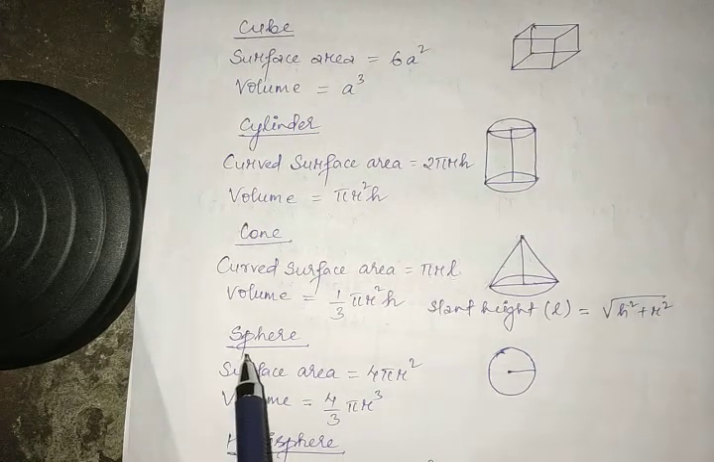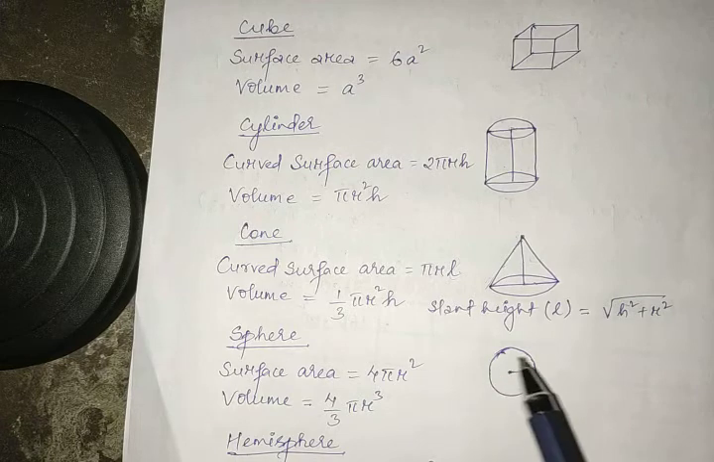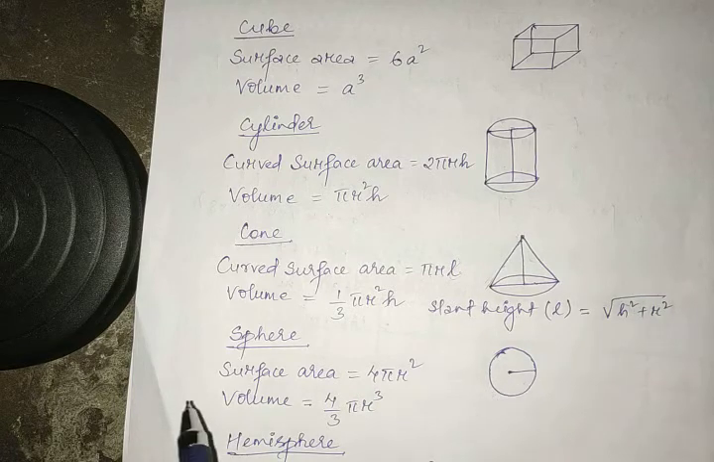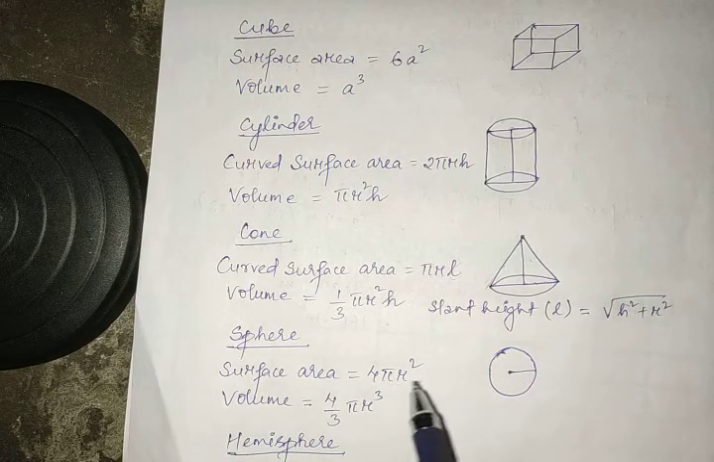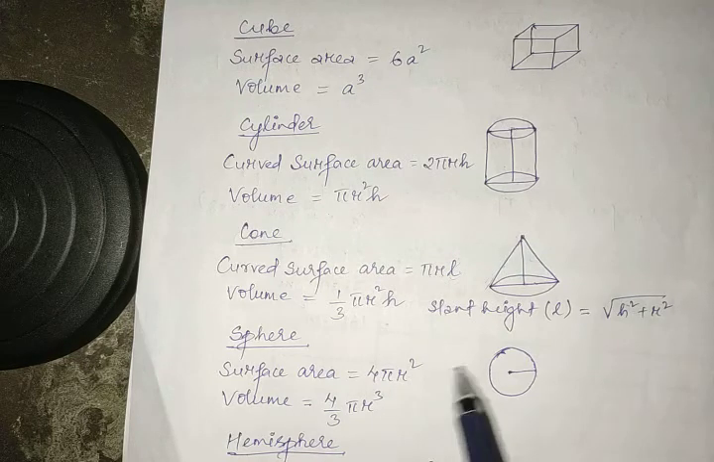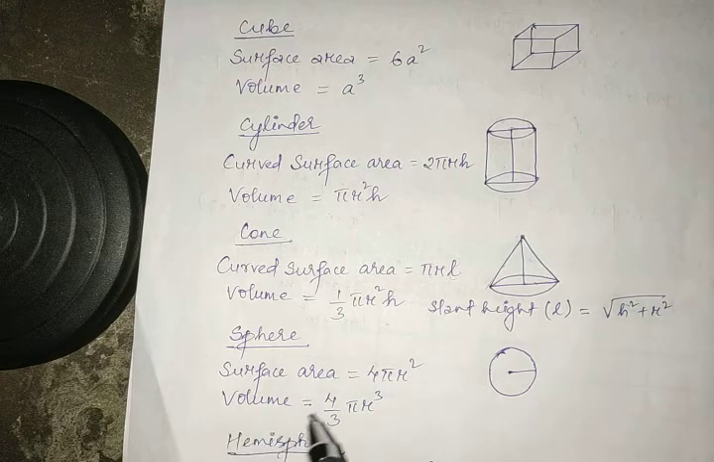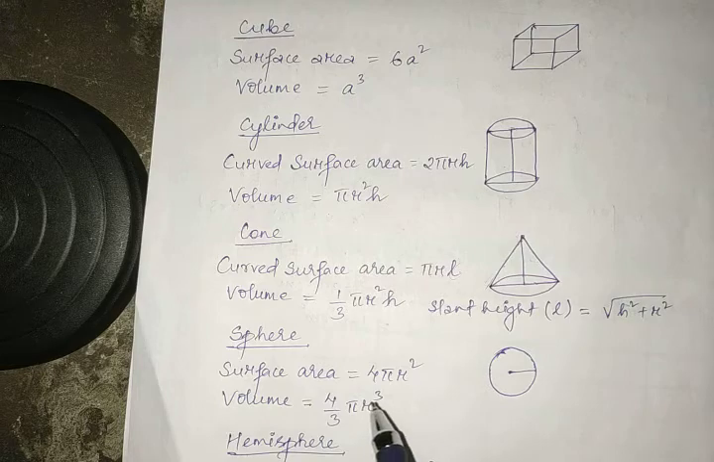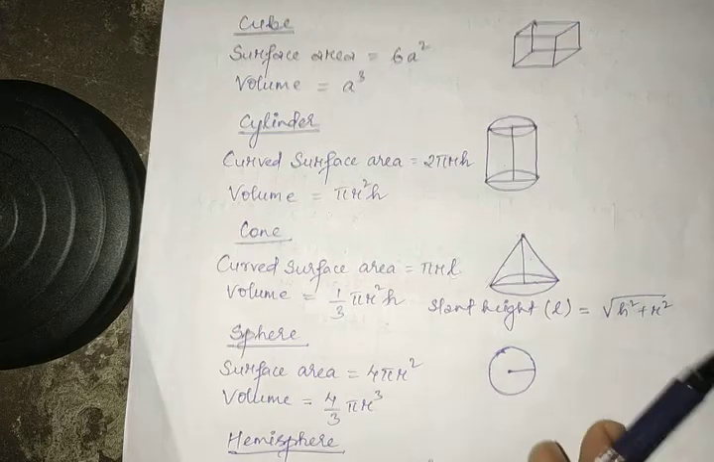Next, for the sphere, this is a sphere. A sphere is a three-dimensional shape. For example, football and marble are all spherical in shape. Surface area is 4 pi r square, where r is the radius of the sphere, and volume is 4 by 3 pi r cube, where r is the radius of the sphere.